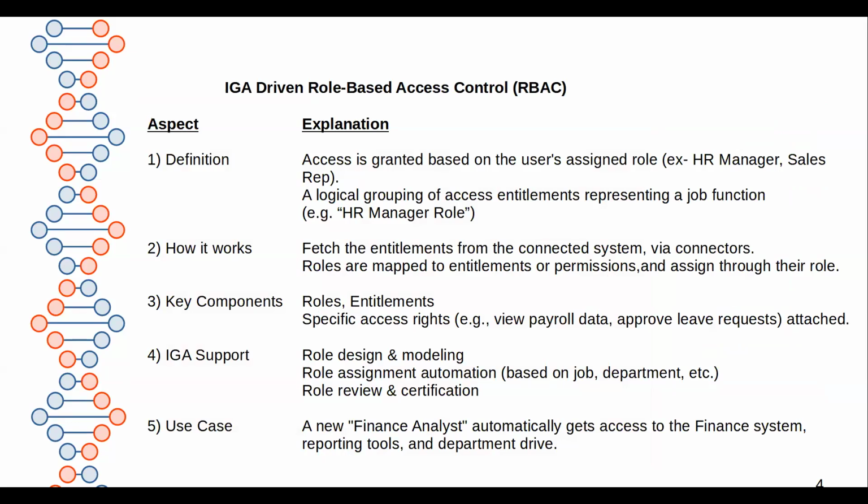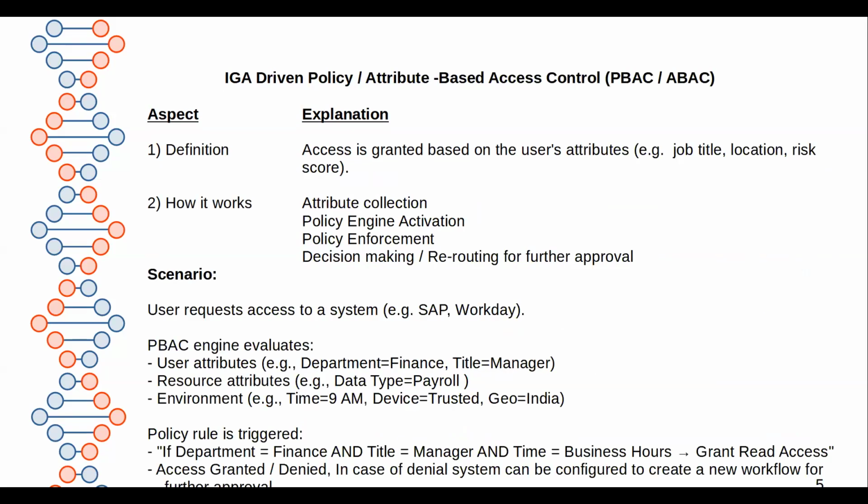We have also talked about RBAC, role-based access control. We gave the exact definition, told how it basically works, what key components are required, what IGA supports in this, and the use case. We also discussed policy-based access control, or attribute-based access control. Again, definition, how it basically works, and the scenario. So the scenario, you can just go through.